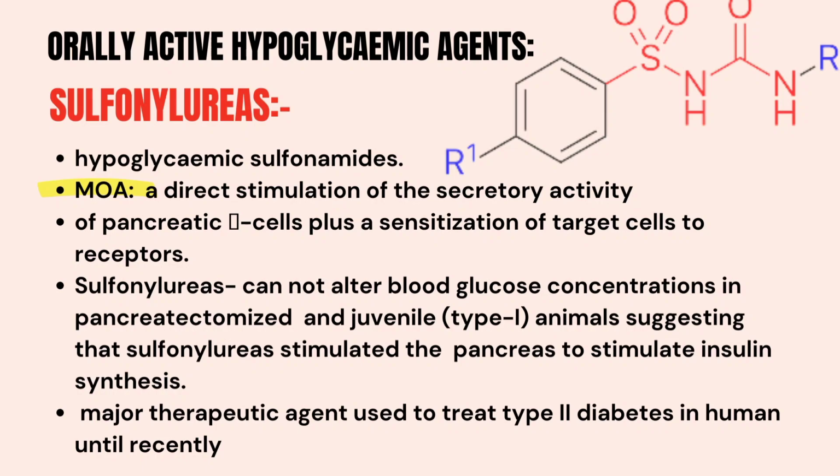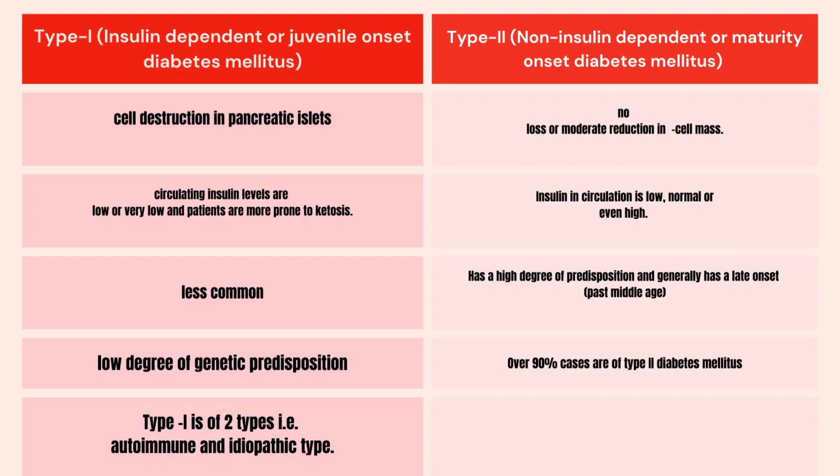There are two types of diabetes: type 1, which is the insulin-dependent or juvenile onset diabetes mellitus, and the other one, type 2, the non-insulin dependent or maturity onset diabetes mellitus. In type 1, there is beta cell destruction in pancreatic islets, and circulating insulin levels are low or very low, and patients are more prone to ketosis. This type is less common and has a low degree of genetic predisposition.